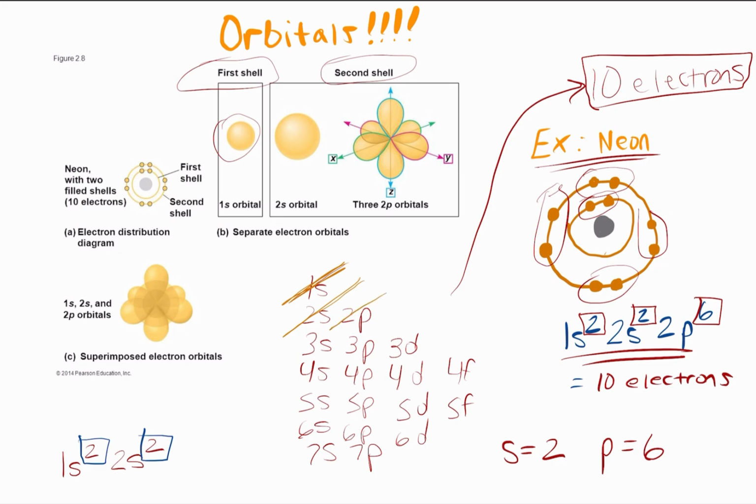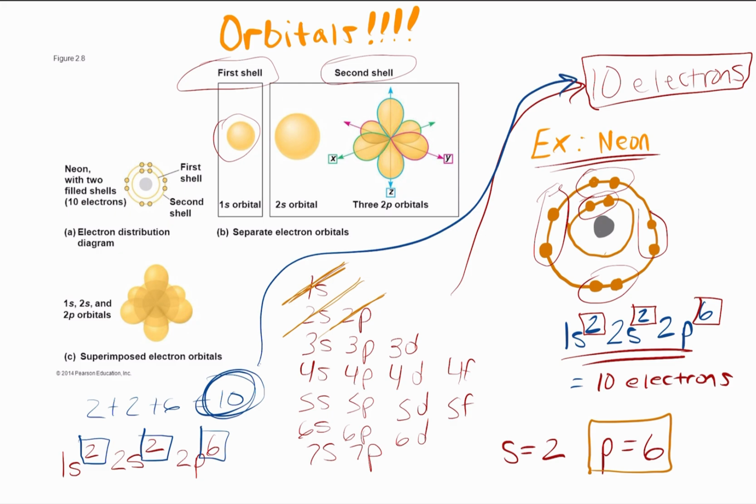We can cross out 2p. And we know that the p orbital holds a maximum of 6. So this would be 2p6, right? And now if we add up those exponents, as I call them, 2 plus 2 plus 6 equals 10, and that's exactly how many electrons are in neon. So this chart is very important and something you want to keep handy when trying to figure out the electron configuration of an atom.